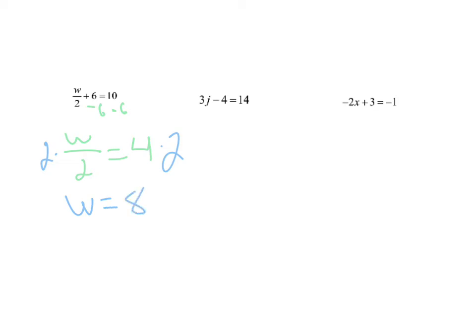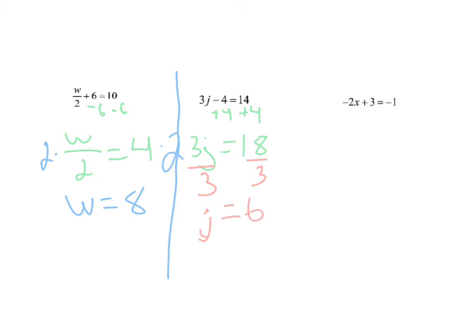So now we're going to go over here. We're going to add 4. That's our first step. 14 plus 4 is 18. Equals 3j. We didn't use that 3j, so we just bring it down. And 3j means 3 times j, so now we're going to divide by 3. Divide by 3 on both sides, and we get j equals 6.